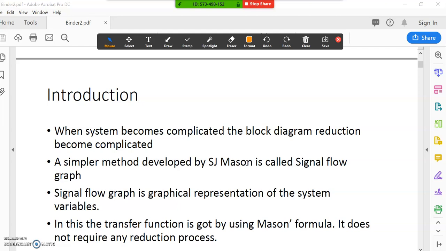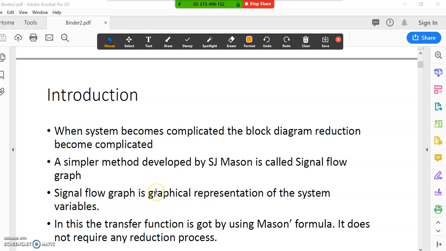But that process was a little tedious. We had to apply the rules, we had to shift the summing points and take off points, and a lot of parallel and series combinations had to be done, and then finally the transfer function was found. But if the system is complicated, the block diagram becomes bigger, and the reduction process is also tedious and complicated. To reduce the complexity, a simpler method was developed by S.J. Mason, which was called the signal flow graph.